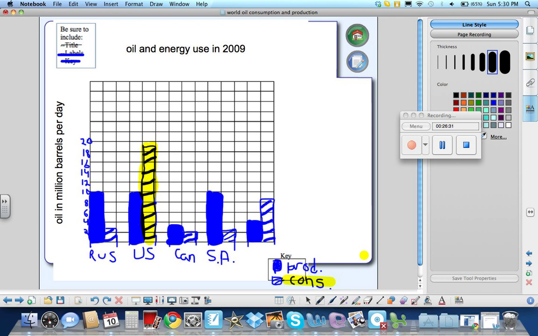Well, if that's my bar, then what country am I talking about? You should have all said US. You should have all written it down already. Number 1 says, which country consumes the most oil? We do. We consume the most oil. We use 18.8 million barrels a day of oil. It's an interesting fact.